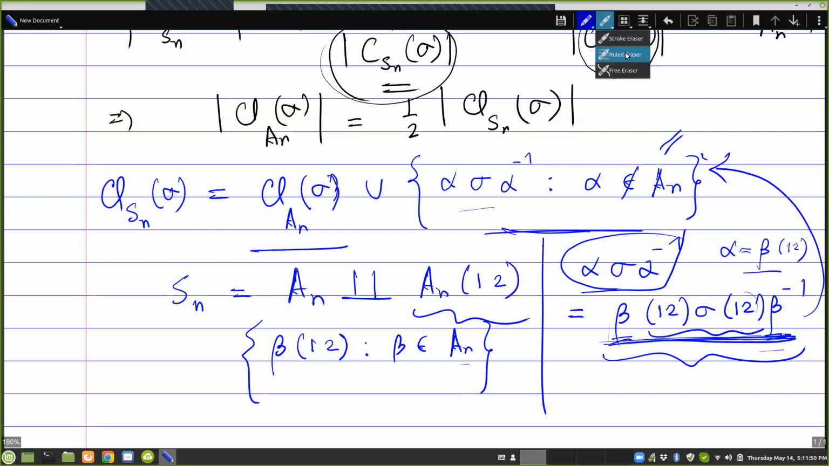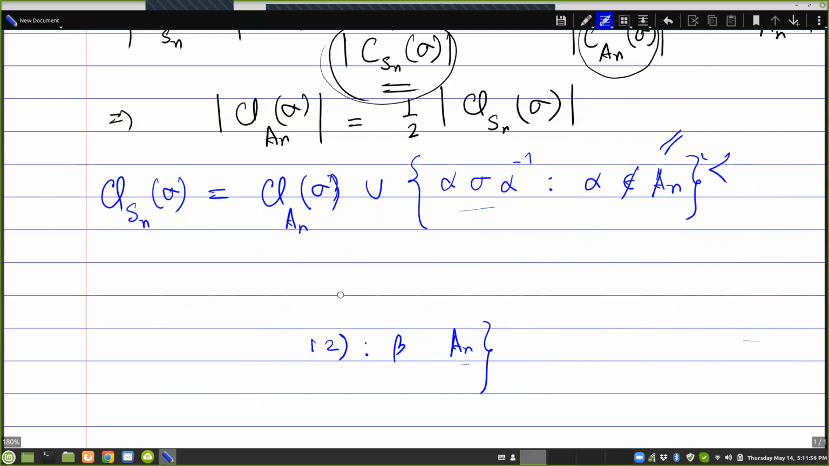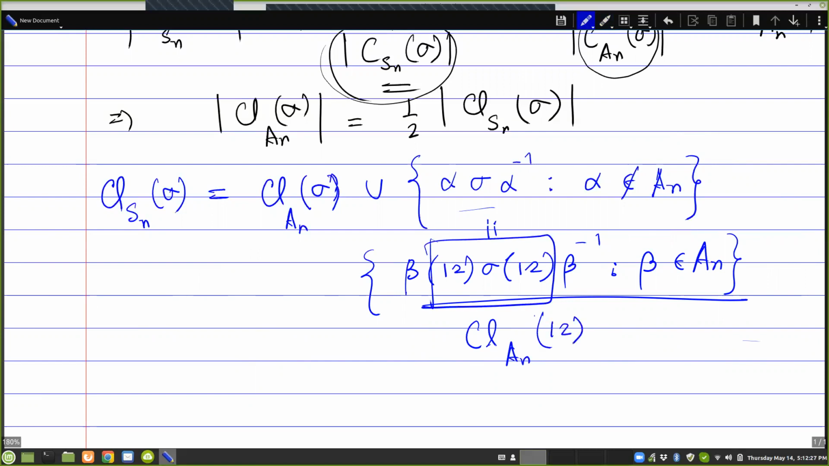Let me just write that. This is nothing but beta (1 2) sigma (1 2) beta inverse, where beta lies in An. Now what is this? Now it is quite clear. This is nothing but the class of the conjugation of sigma by (1 2) in An.